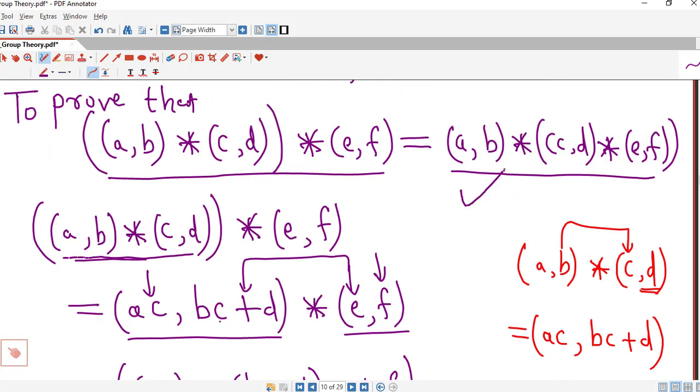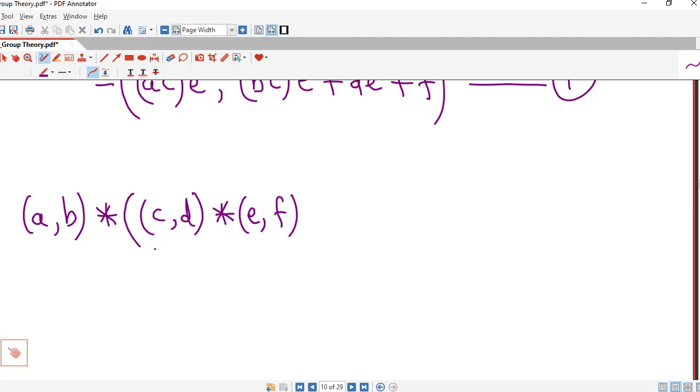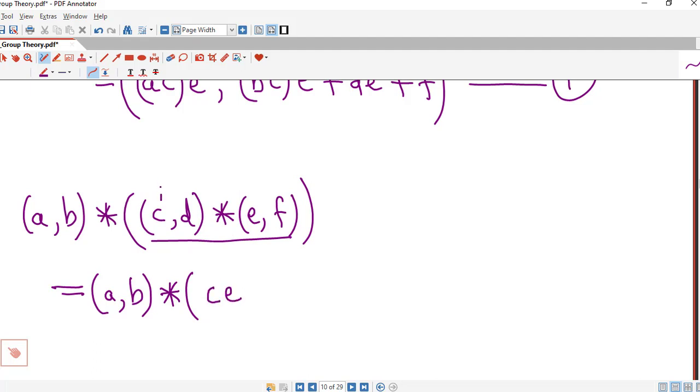Now we find out this quantity. We combine CD and EF. So (A,B) star ((C,D) star (E,F)). So this is equal to (A,B) star. First we find out this quantity using the definition of binary operation. We will have first component into first component, that is C into E, then second component into first component, which is D into E plus second component.